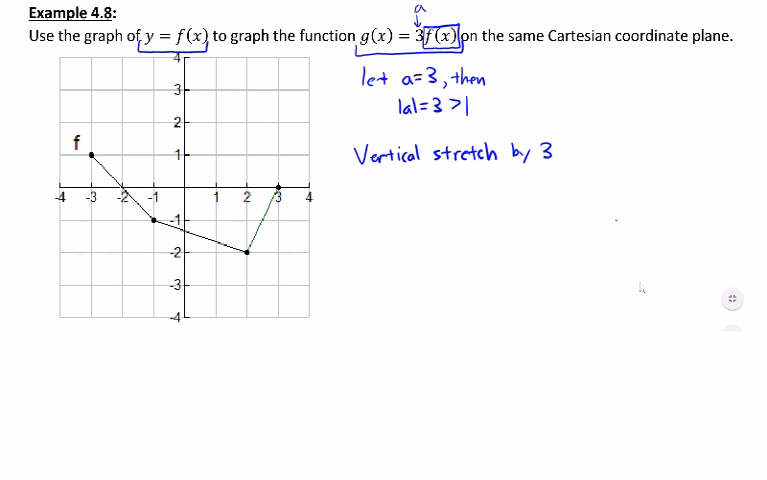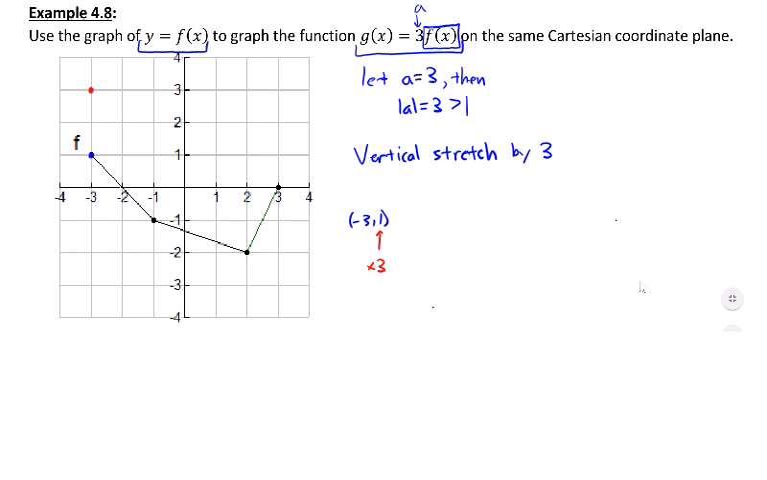So we're going to be taking each one of the different y values and multiplying them by 3. I'm going to start with, let's take this point on the left at -3, +1. So that's the point -3, +1. And I'm going to take the y value and multiply it by 3. So that y value will now be 3. So I'm going to mark a point at -3, 3.